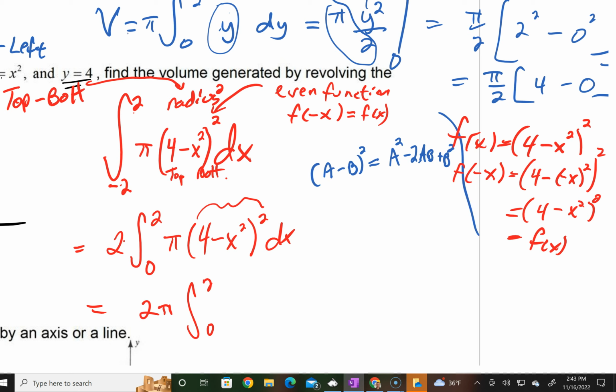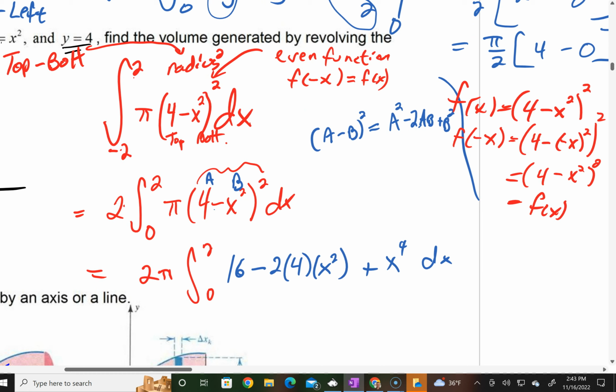And you'd say, why are you doing that? Well, here's your a, here's your b. A squared is 16 minus 2 times a times b, and then you'd say, plus your b squared. Well, that's x to the 4th. And you'd say, well, why'd you do that? Well, now I can work this problem out. Now it's not so bad at all.